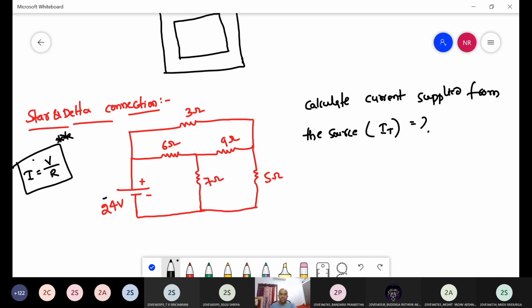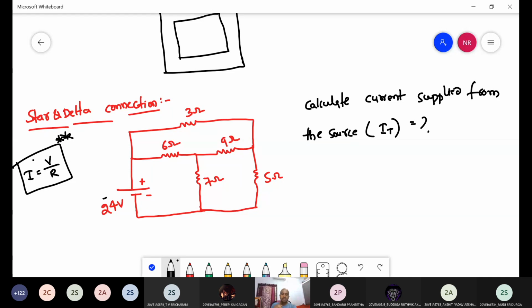Try it. Is there any star connection at all in this? Is there a delta connection? Which element is the star connection? 697. That is one star. Only one star, that's enough. 395 also. That is also a star. Only two stars. 369 is a delta. 369, that is delta. Okay.